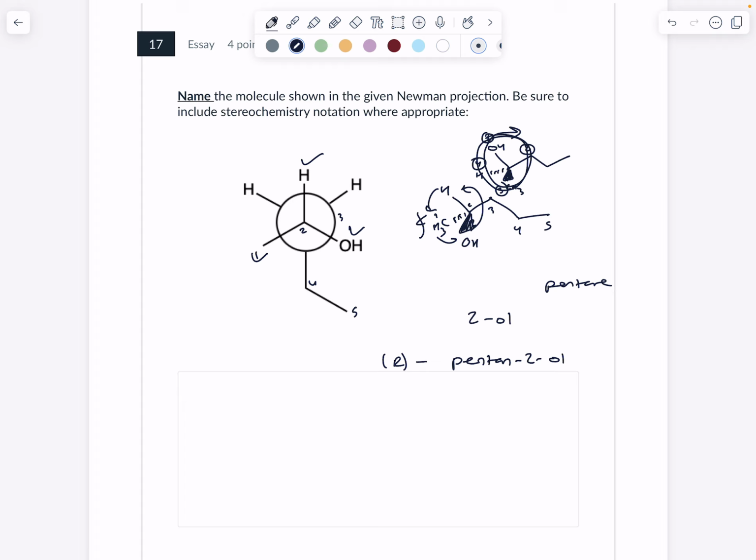So you'd get 1 point for the parent chain, 1 point for including the alcohol as a suffix, 1 point for including the number of alcohol, and 1 point for proper R versus S configuration.